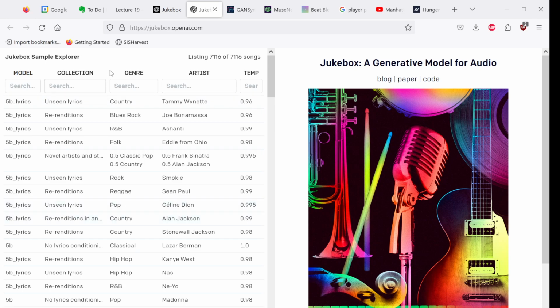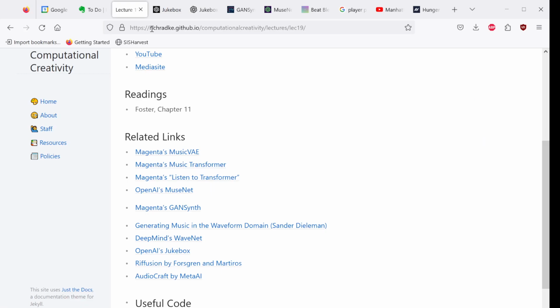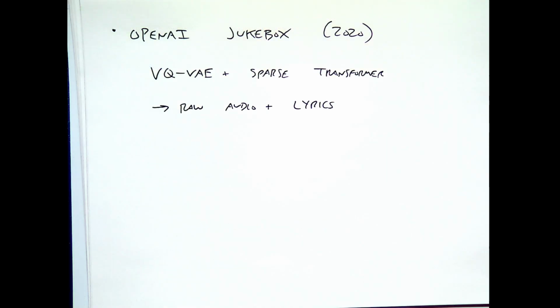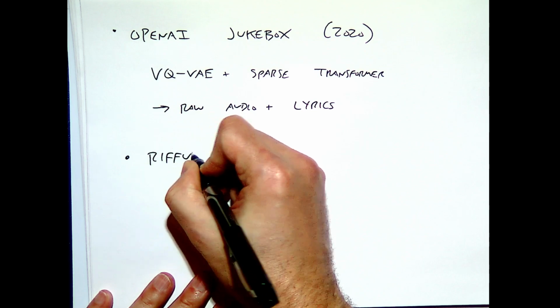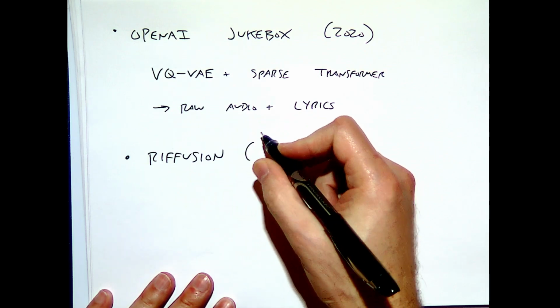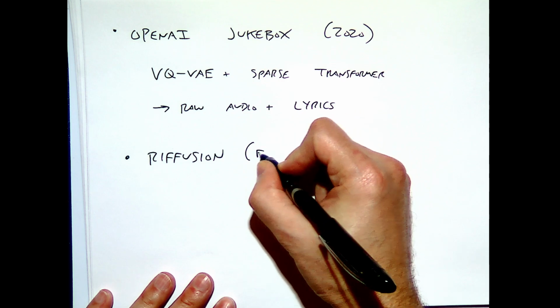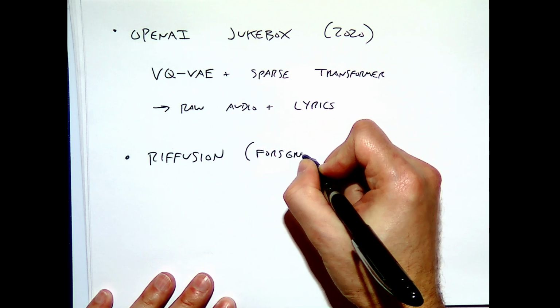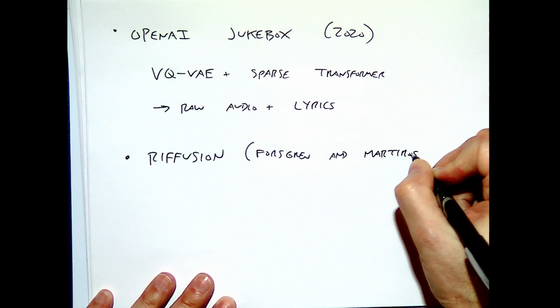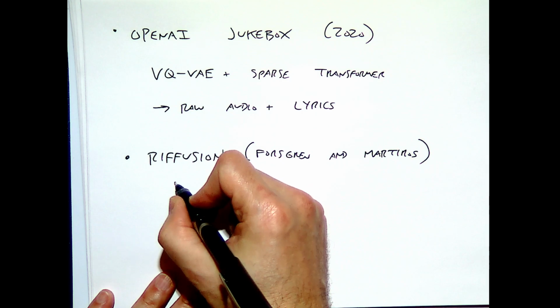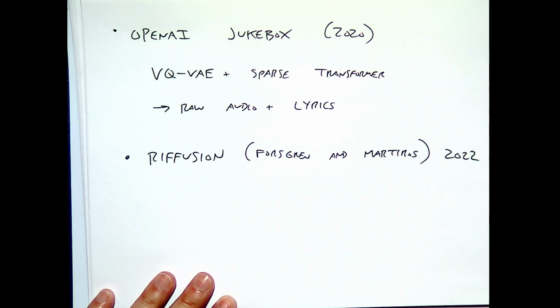Next on my list is something that maybe you heard of recently. This paper called Riffusion. Actually, I don't think it was even a paper. I think it was just a project by these two guys, Forsgren and Martiros. So this was in 2022. And somewhat hilariously, all they did was feed spectrograms into Stable Diffusion, and it worked, right?